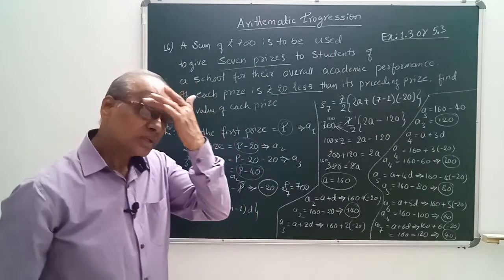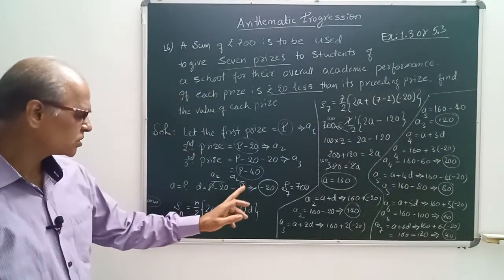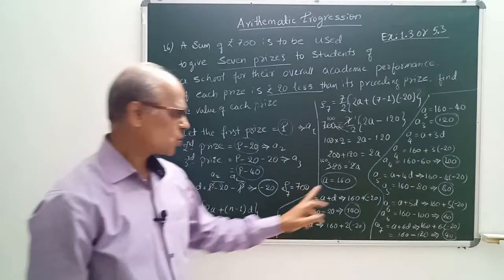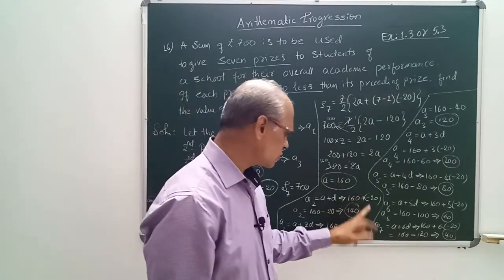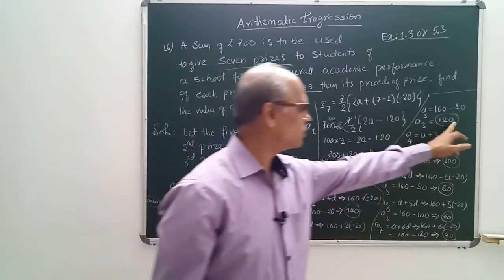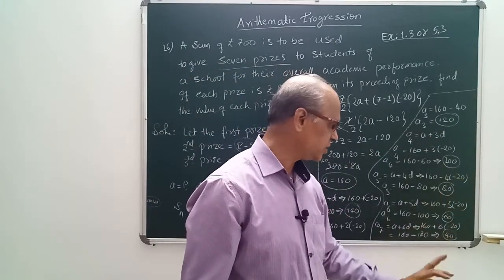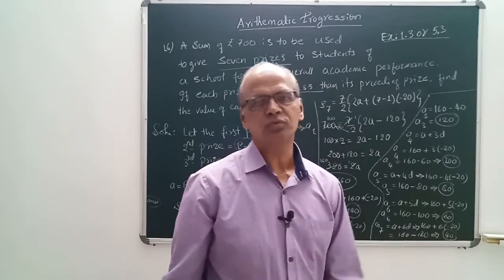So just understand here, the first term, that is a, is 160. That means the first student will get 160. Second student will get 140. Third will get 120. Fourth will get 100. Fifth will get 80, and 60. The last student will get 40.